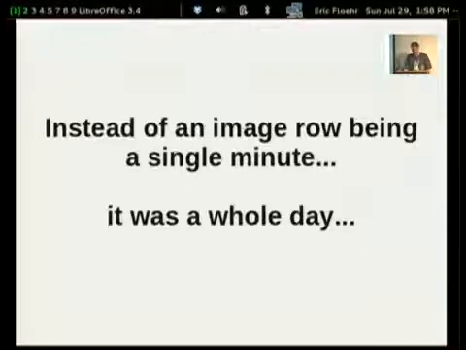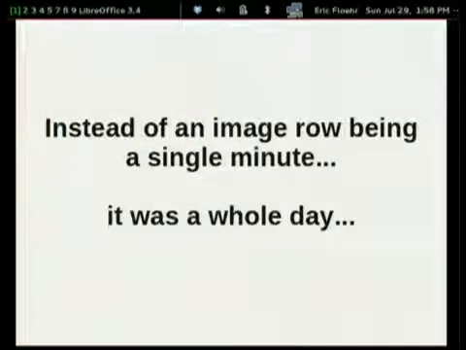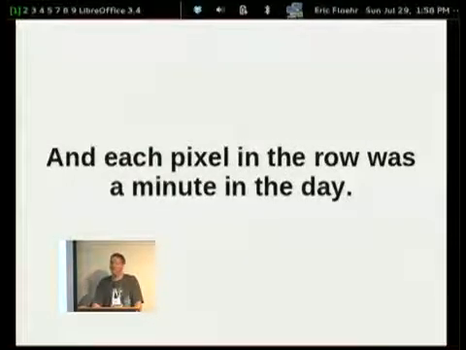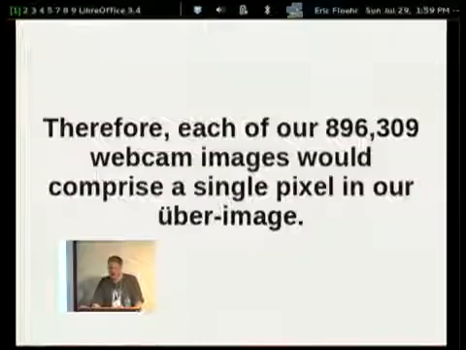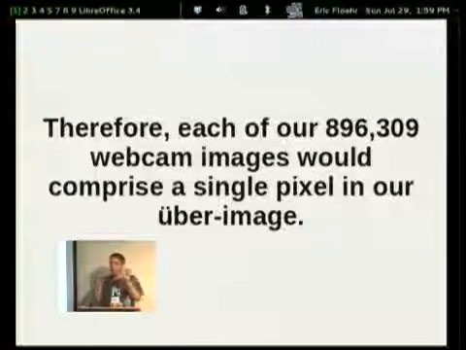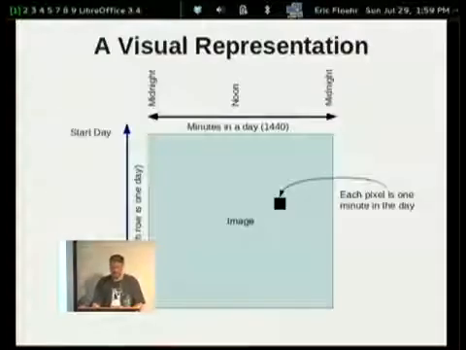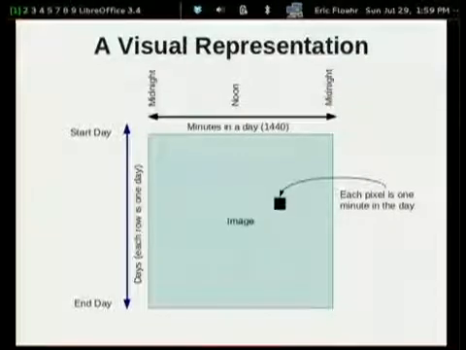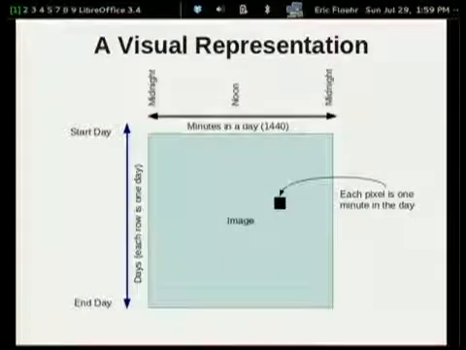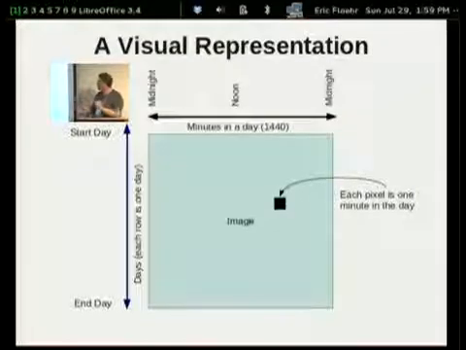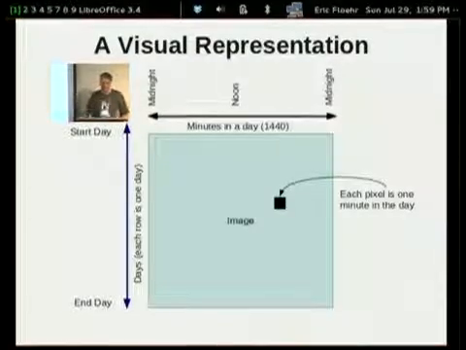What if, instead of an image row being a single minute, like with our day strips, it was a whole day? So each pixel in the row was 1 minute in the day. And then each of our 900,000 images would comprise a single pixel in our Uber image. So here's a visual representation. Along the x-axis, we'll have midnight to midnight for a single day, and then each row in the picture will be a whole day. So each pixel in that row represents 1 minute or one webcam image.